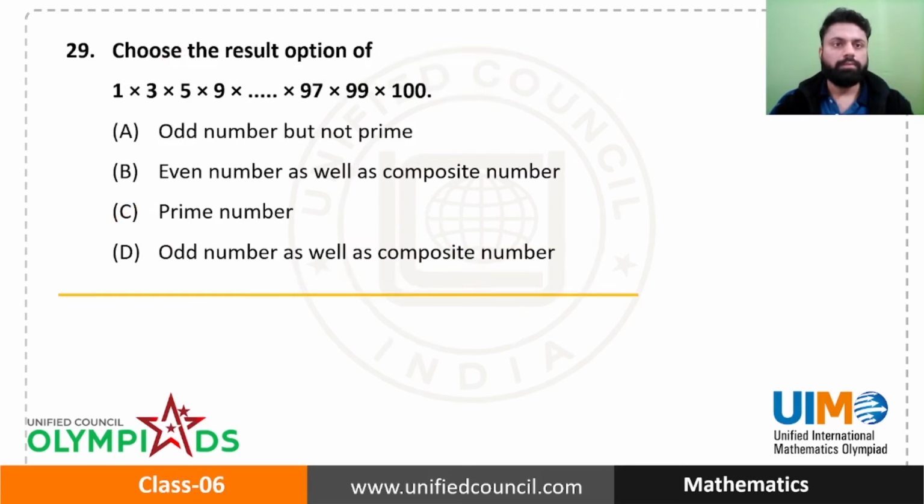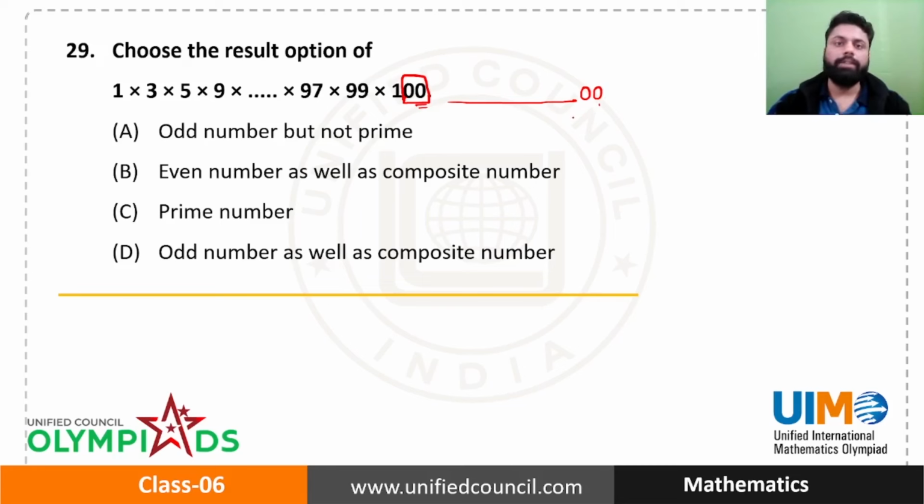Next one. Choose the result of the option. 1 into 3 into 5 into 9 till multiply by 100. Odd number but not prime. See, 1 into 3, 3 into 5. As we are having double zero in the end, whatever number we get will have its last two digits as 0.